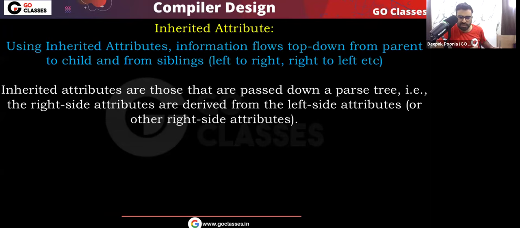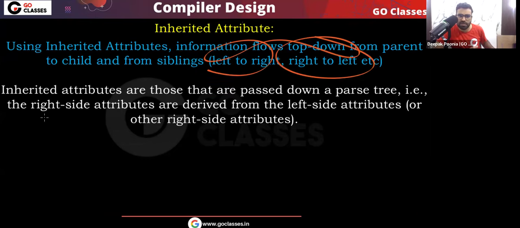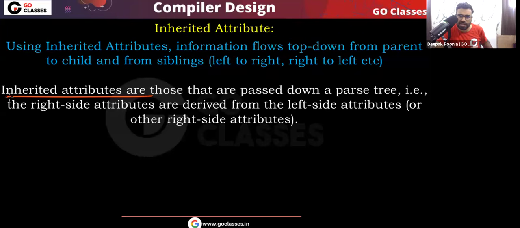So this is what is written here. You can see that using inherited attributes, information flows top down from parent to child and from siblings left to right, right to left. Inherited attributes are those attributes which are passed down a parse tree, meaning the information flows top down, left to right, right to left. Very simple. So I can make one diagram just to make it clear.